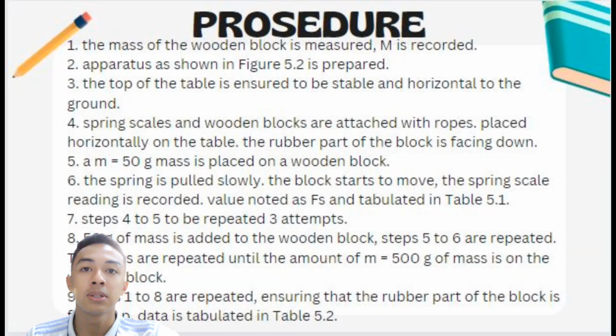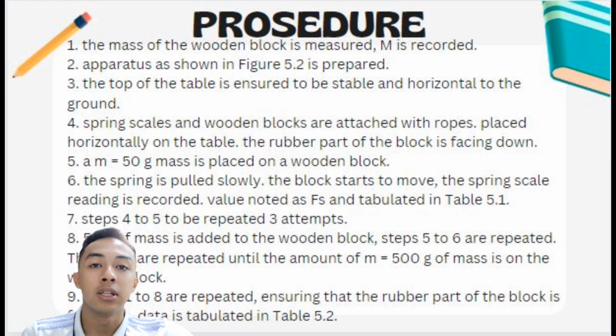Fourth, the spring scale and wooden block are attached with ropes placed horizontally on the table, and the rubber part of the block is facing down. Fifth, an equal 50 gram mass is placed on the wooden block. Sixth, the spring scale is pulled slowly. The block starts to move. The spring scale reading is recorded, noted as Fs, and tabulated in Table 5.1.